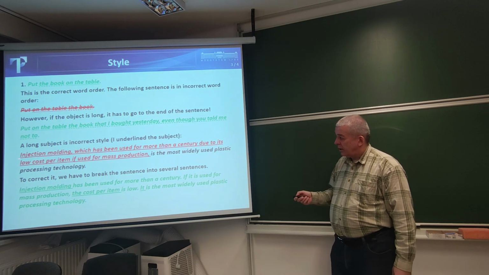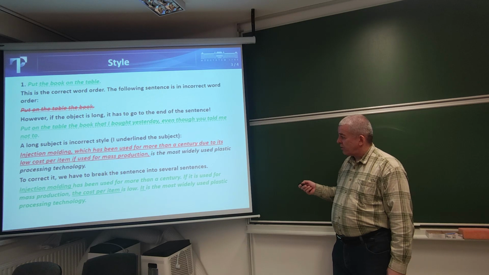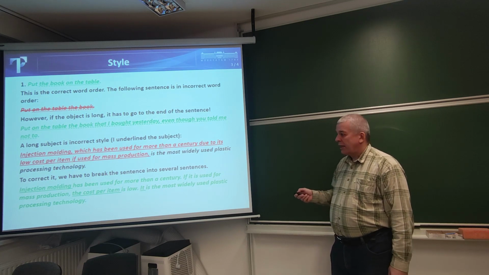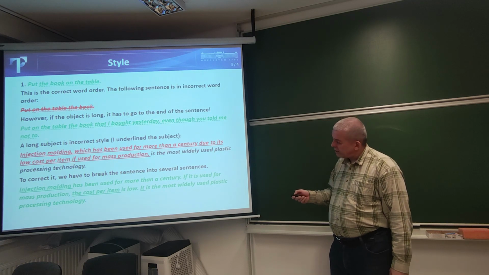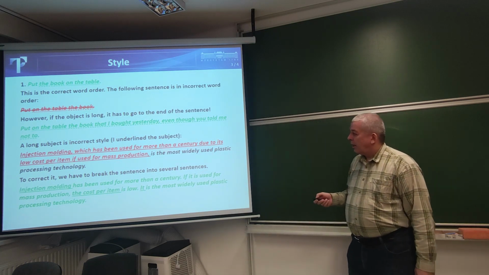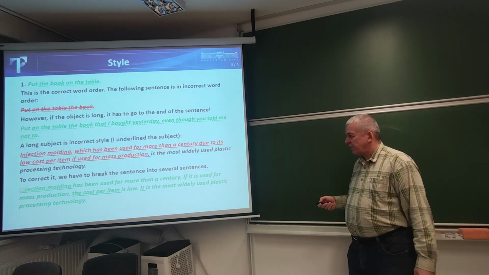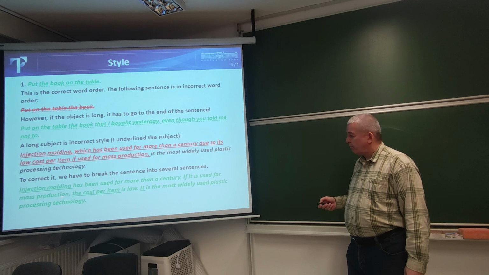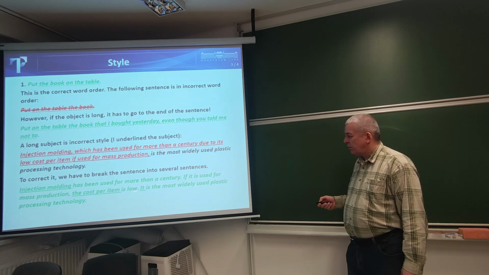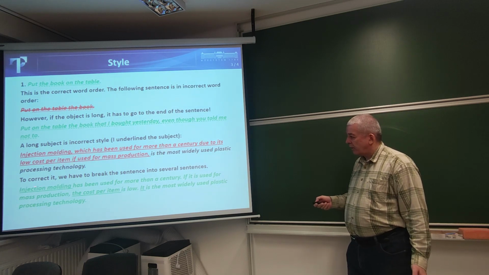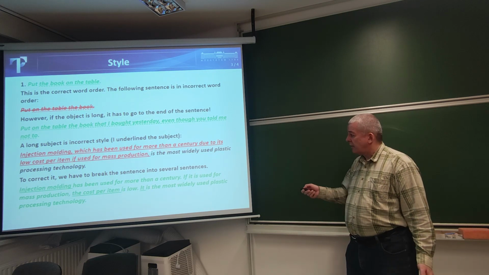I underline the subject. Injection molding, which has been used for more than a century due to its low cost per item if used for mass production, is, that's the verb, the most widely used plastic processing technology. This is not correct because the subject is very long. I underline the subject with a single line like we did in primary school, okay? We can break the sentence into several sentences. Injection molding has been used for more than a century. If it is used for mass production, the cost per item is low. It is the most widely used plastic processing technology. The subjects are short. Okay, 3 subjects, all are short. This is good style. This is bad style.